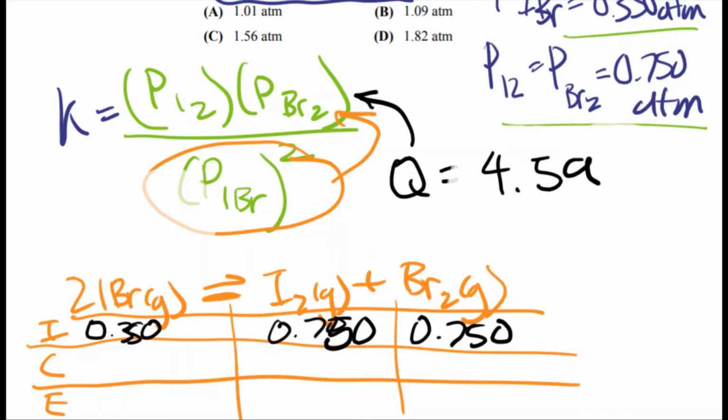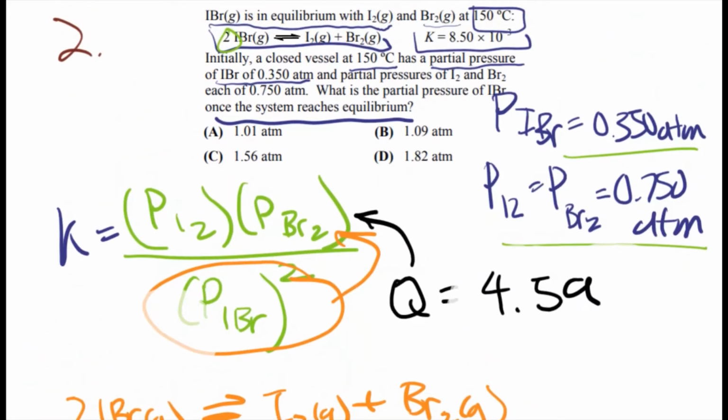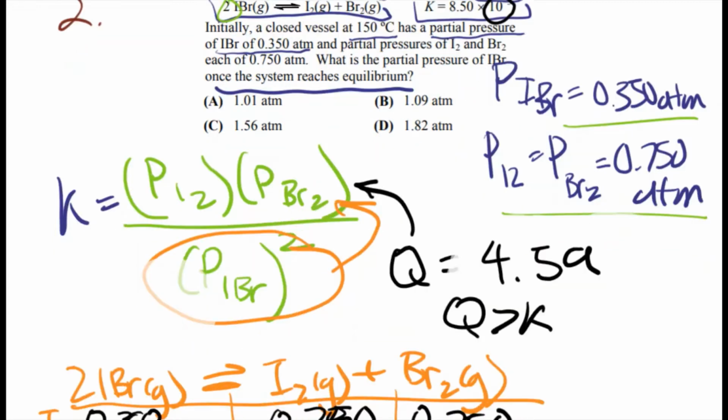Now we know that our K is 8.5 times 10 to the negative 3. And that's really hard to see, but that's a 10 to the negative 3 there. So since Q is greater than K, this means that we have too many products. So the reaction will go backwards.